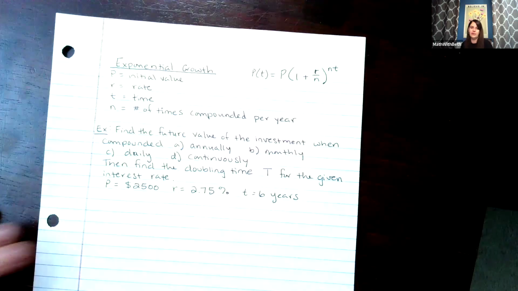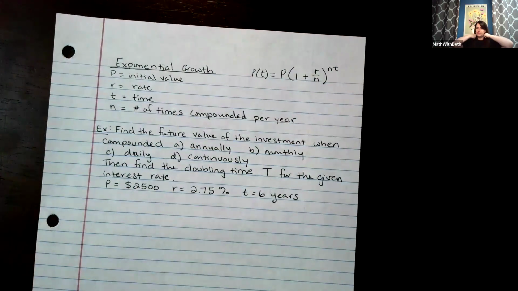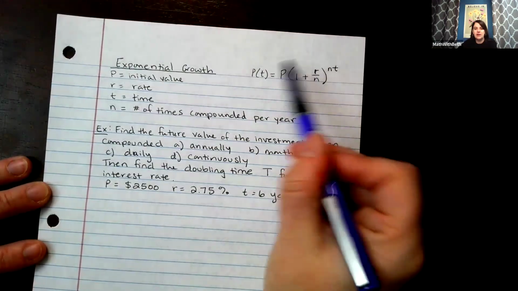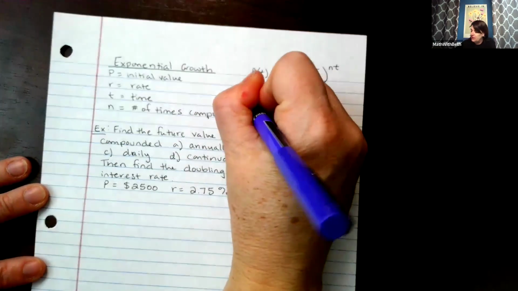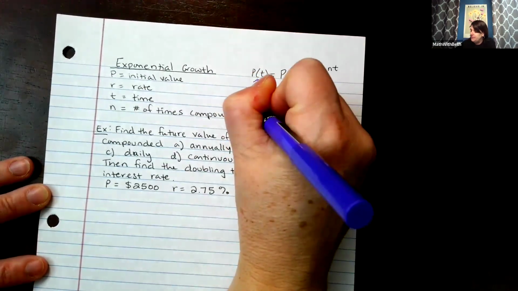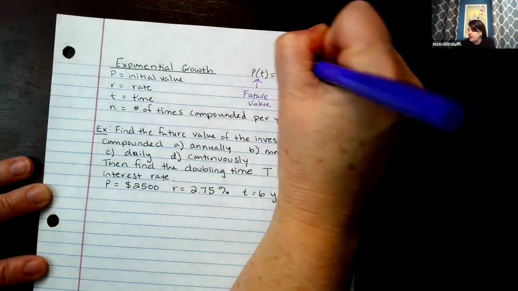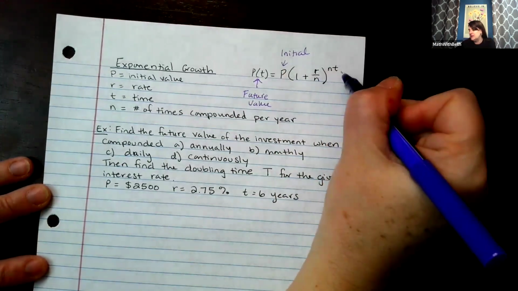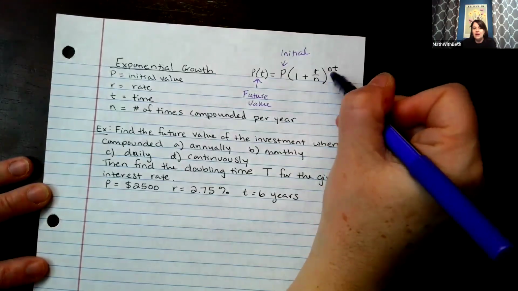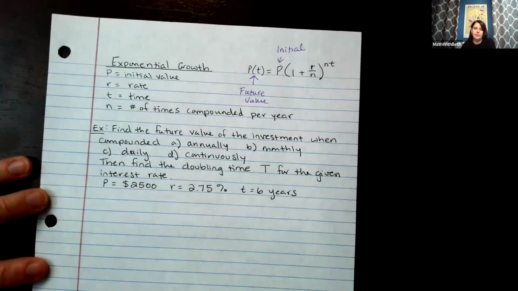Okay, let's do some more with the word problems and money. So the equation we looked at before was for continuous growth, but sometimes it's only growing per day or per month or per year. So this is another equation to figure out your future value if it's not continuous. So again, this would tell you your future value of the money you put in. This is your initial, so the money you started with. R is still your rate, T is still your time, but this new letter N is going to be how many times it's getting compounded per year.